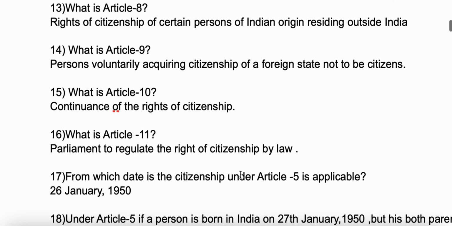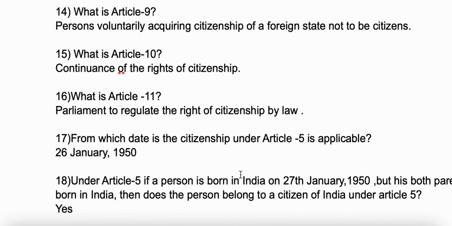Now the 15th question, what is Article 10? Article 10 is continuation of the rights of citizenship. If I am a citizen of India, I will continue to be a citizen of India under Article 10. Now the 16th question, what is Article 11? Article 11 is the Parliament to regulate the right of citizenship by law. Regarding citizenship laws, only Parliament has the right to regulate them. It is not the executive, it is not the judiciary.